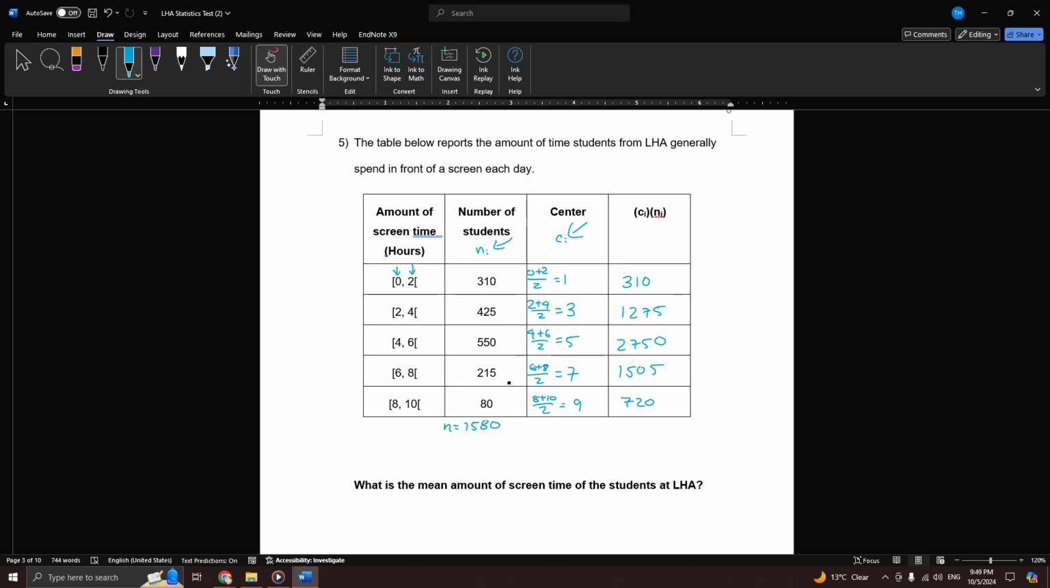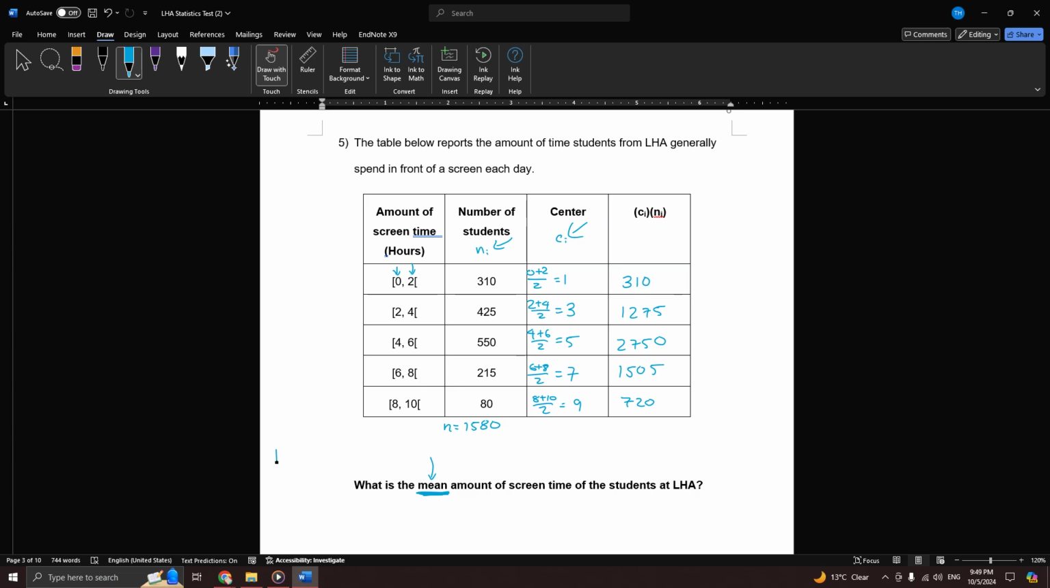Now we also need the sum of CI NI. In case you're wondering why I'm finding my sum of CI NI, it's because the question is asking for the mean. I think I forgot to read that out, or maybe I did, but I forgot to underline the mean. So remember, we're looking for the mean. We're not looking for the mode. We're not looking for the median. It's just the mean. And what's my formula for mean when I'm dealing with data grouped by classes?